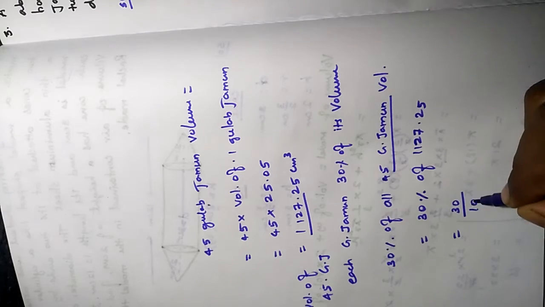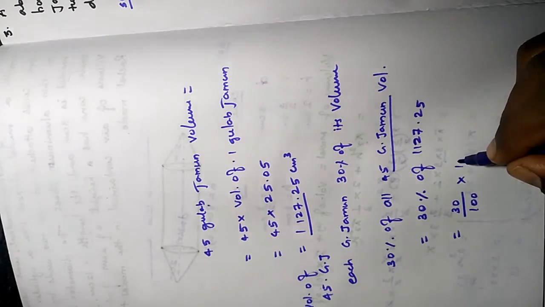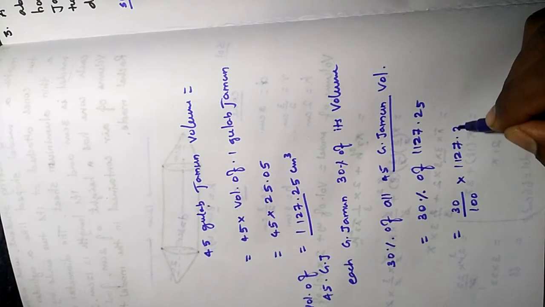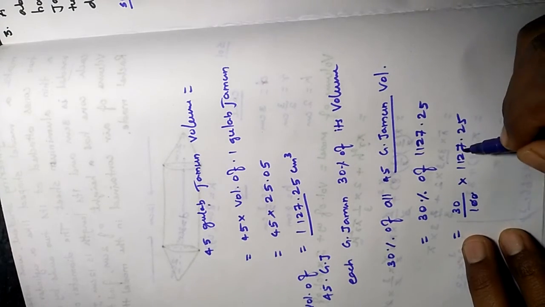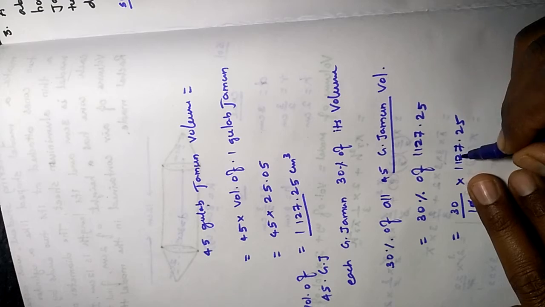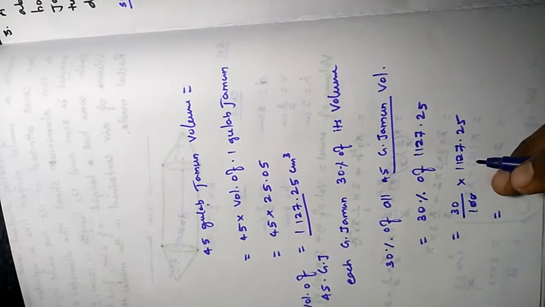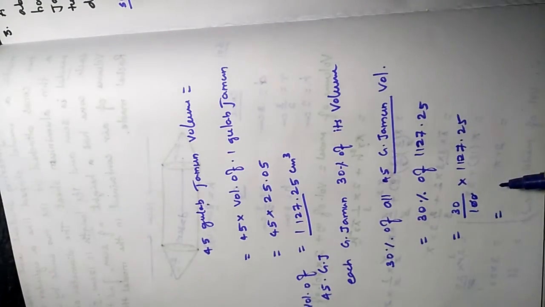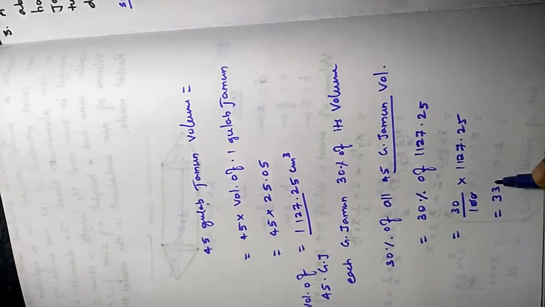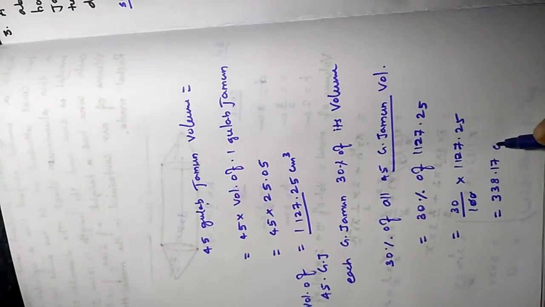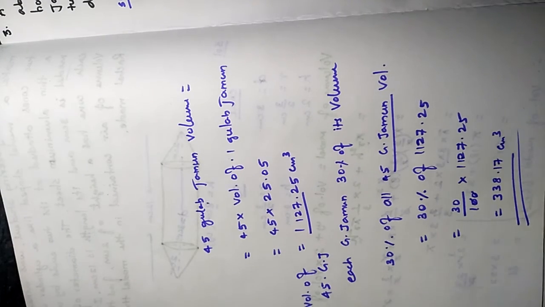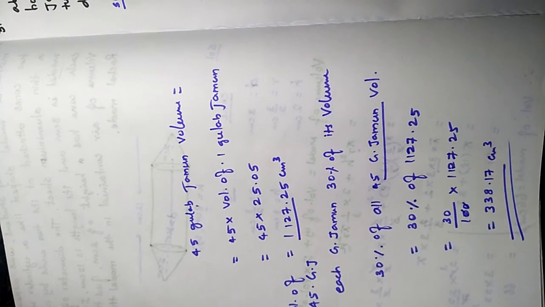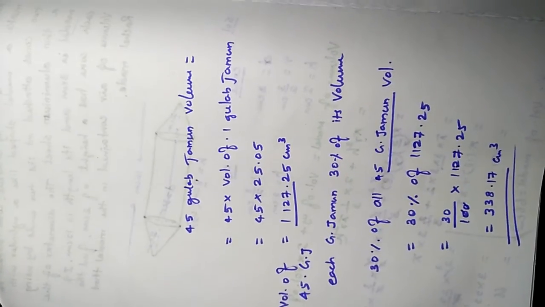30% value we know is 1 by 100 into 1127.25. So simplify this, you will get it. For this 20 directly keep the point here, and remaining you multiply. If you multiply, you will get approximately 338.17 centimeter cube as the required answer. Hope that you understand. If any doubt with the simplifications, let me know, I will explain again.